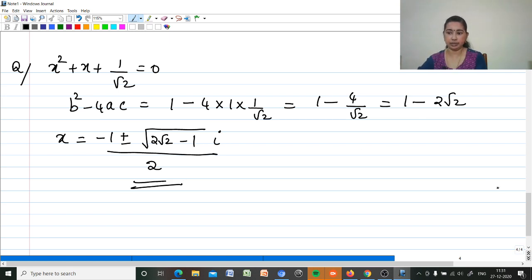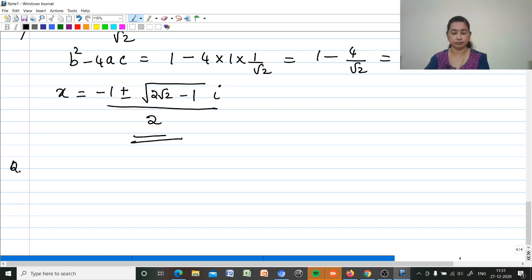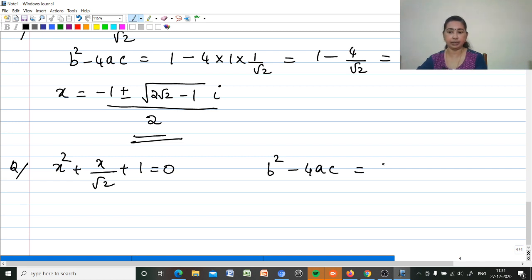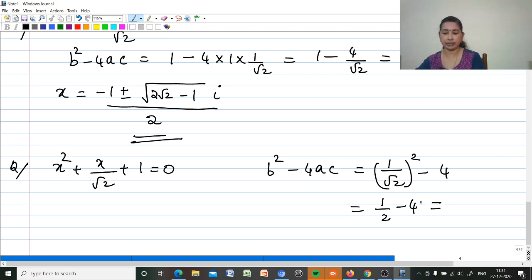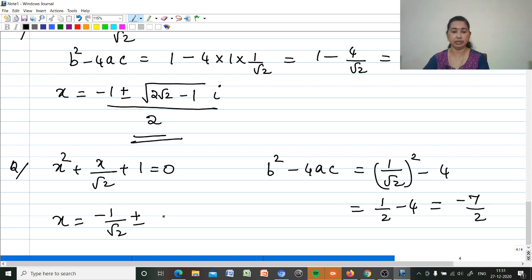Then one more question in that exercise. X square plus x by root 2 plus 1 equal to 0. Same way, find what is b square minus 4ac. B square is 1 by root 2 whole square minus 4 into 1 into 1. That is 1 by 2 minus 4, or that is equal to 1 minus 8, that is minus 7 by 2. So x is equal to minus b means minus 1 by root 2 plus or minus root of 7 by 2 i divided by 2.